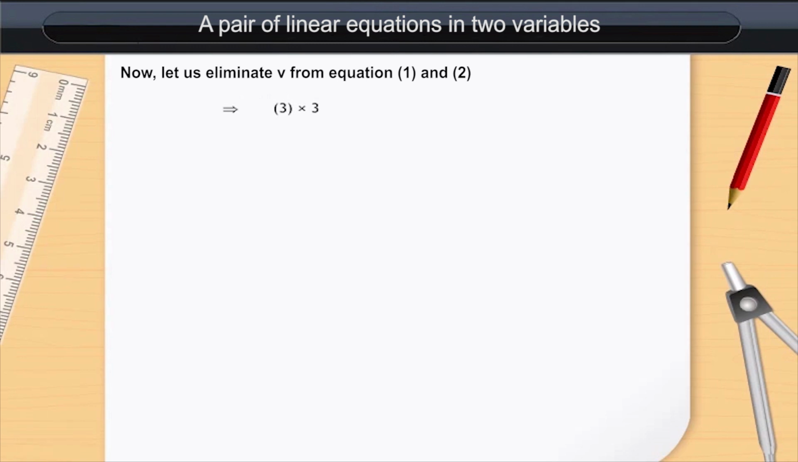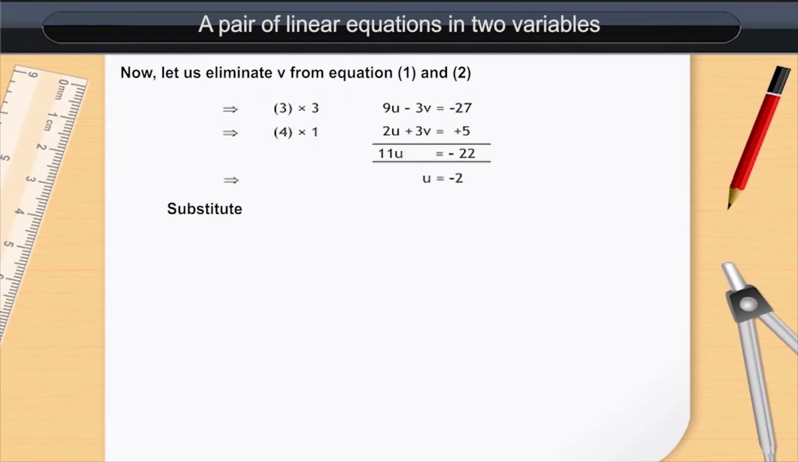3 into 1: 9u minus 3v is equal to minus 27. 1 into 2: 2u plus 3v is equal to 5. Adding, 11u is equal to minus 22. u is equal to minus 2. Substitute u is equal to minus 2 in equation 1. 3 times minus 2 minus v is equal to minus 9.